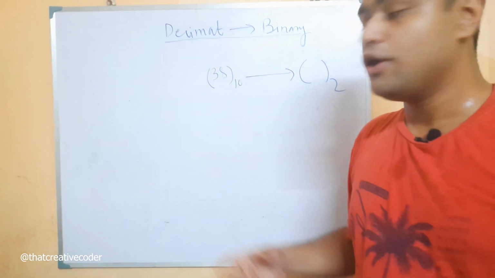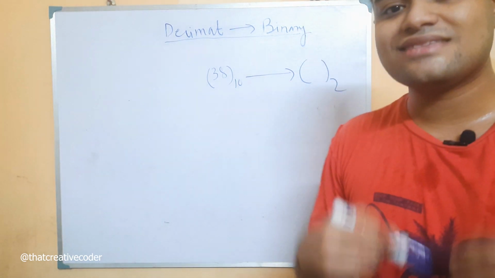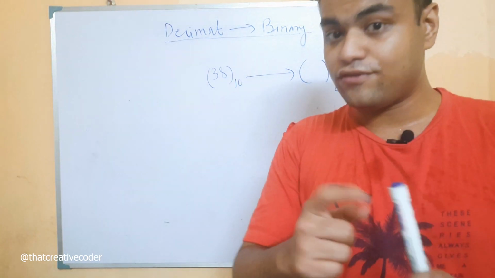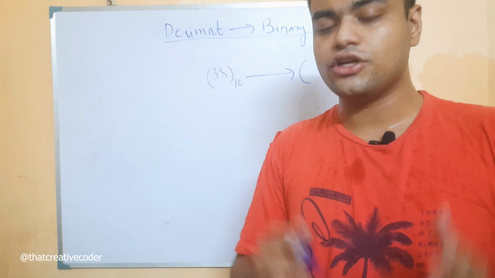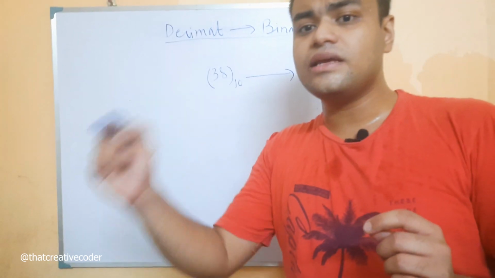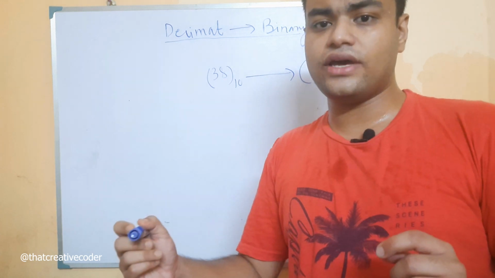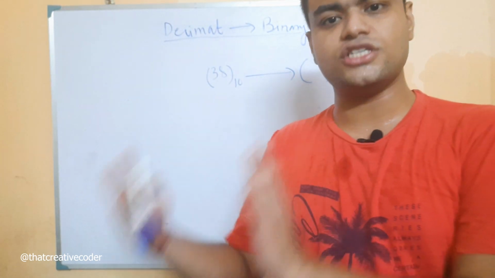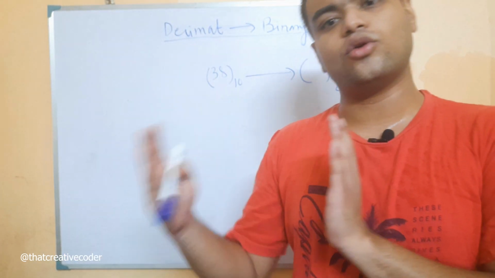How to do that? We will make successive division. Listen carefully. We will do successive division by 2, and we will note the remainders in every case. If the remainder is 0, we will note 0. If the remainder is 1, we will note 1.